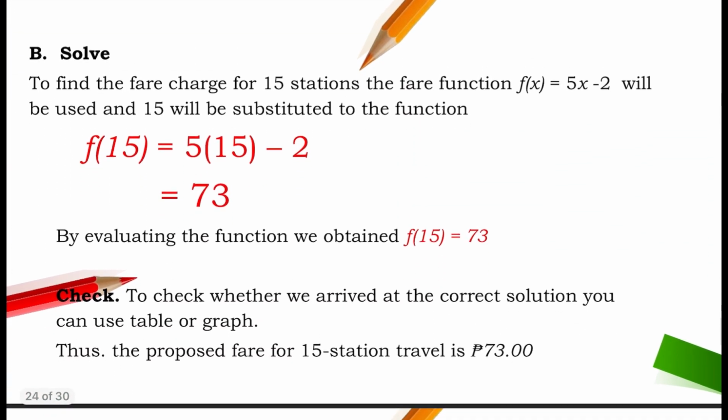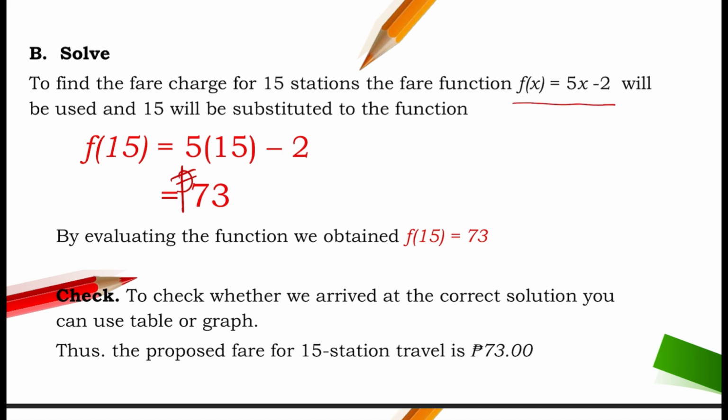B. Let's solve. To find the fare charge for 15 stations, the fare function f of x is equal to 5x minus 2 will be used, and 15 will be substituted to the function. f of 15 is equal now to 5 times 15 minus 2. And that is now equal to 73 pesos. So it means after 15 stations, you're going to pay 73 pesos.